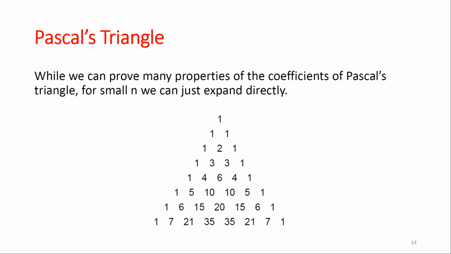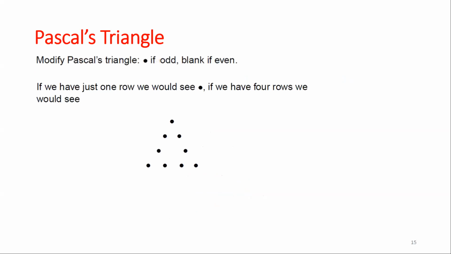So we can prove many properties of Pascal's triangle. If you have a small n, we can expand directly. And then this is what I know I've shown you in the past, but since we're going to talk about chaos later in fractals, I thought I would just quickly show it now.